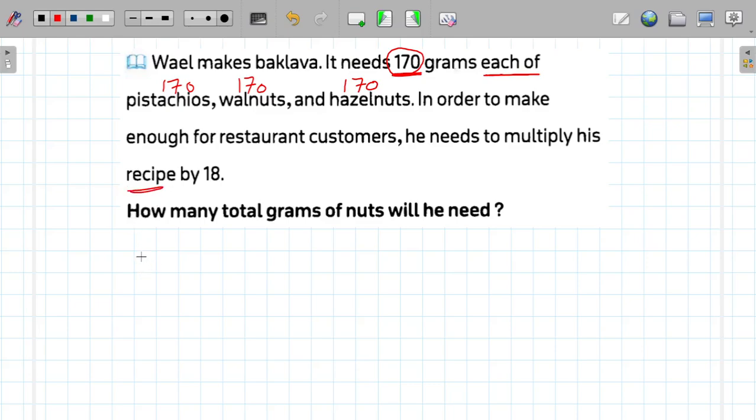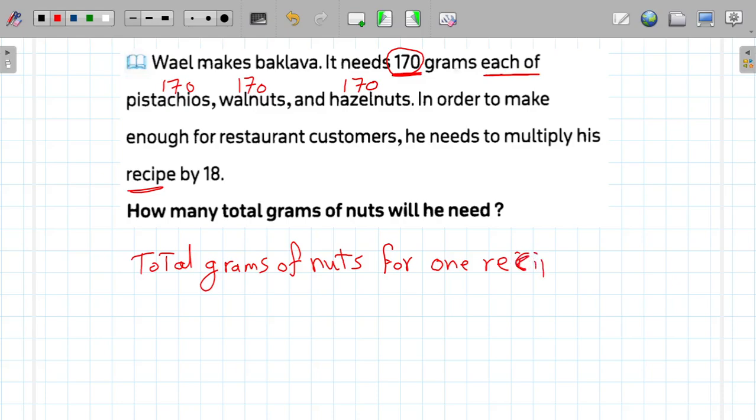So the total grams of nuts for one recipe will be, I will multiply 170 grams by the 3 types of hazelnuts. So I will multiply by 3.